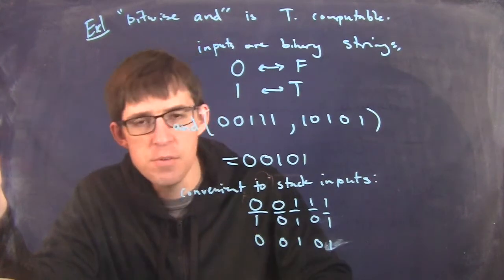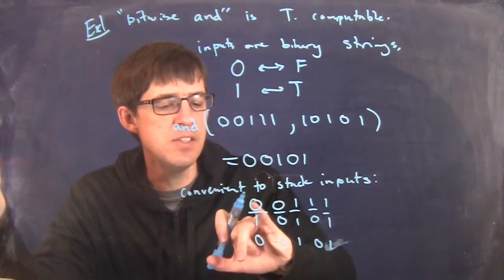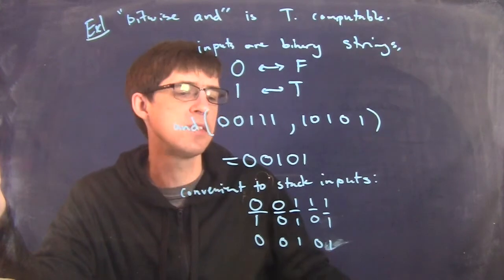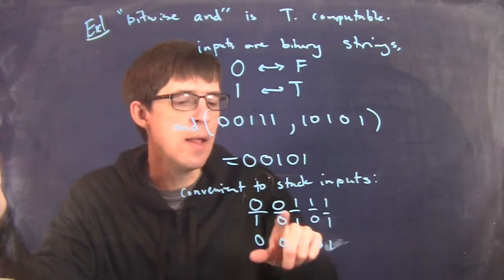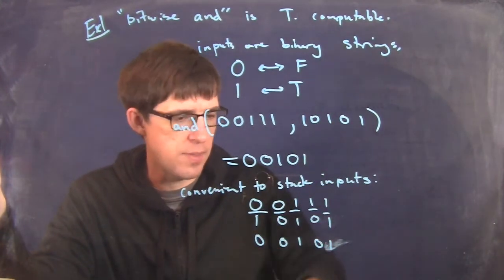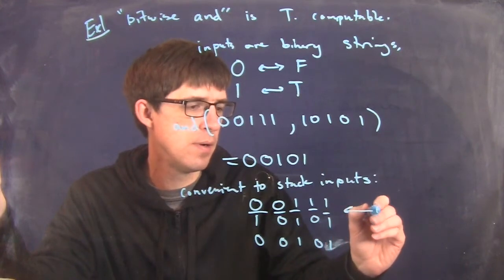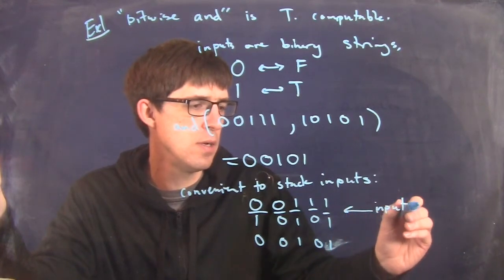So this is how you do bitwise and, and it's easiest if you stack the inputs like this. Can we make a Turing machine that does that? So its inputs will look like that. This is the input string to our Turing machine.